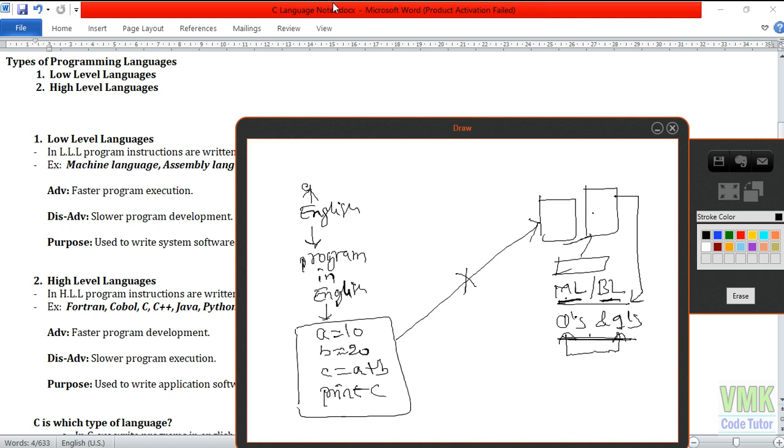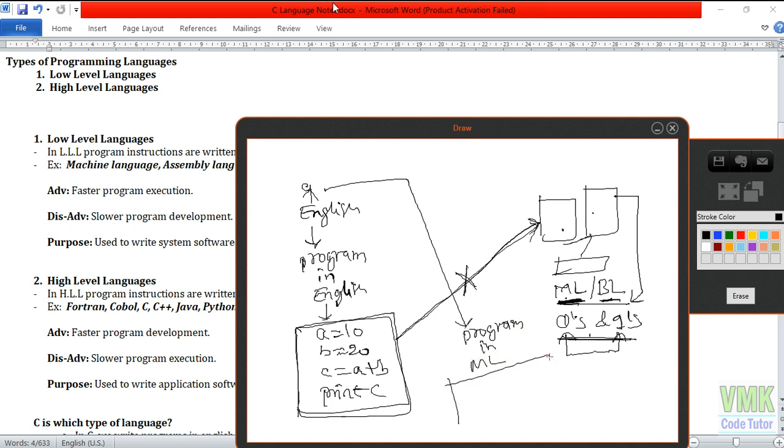Why will it not run? Because the computer understands machine language and I wrote the program in English language. This English program I have written, the computer does not understand English. That is why the program will not run. So therefore what I should do here is write the program in machine language.